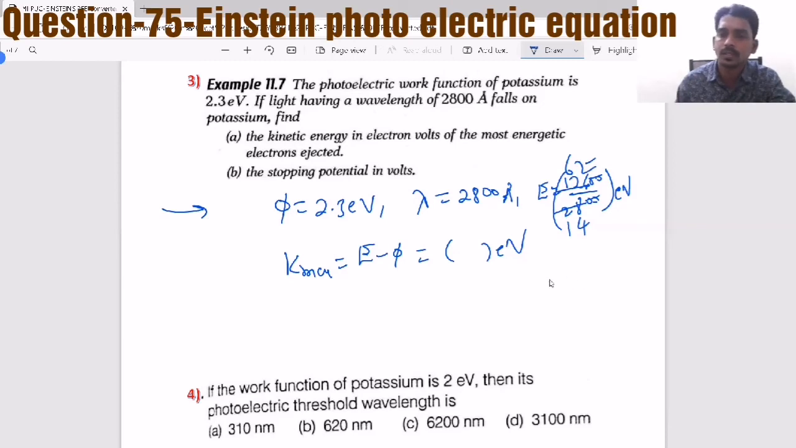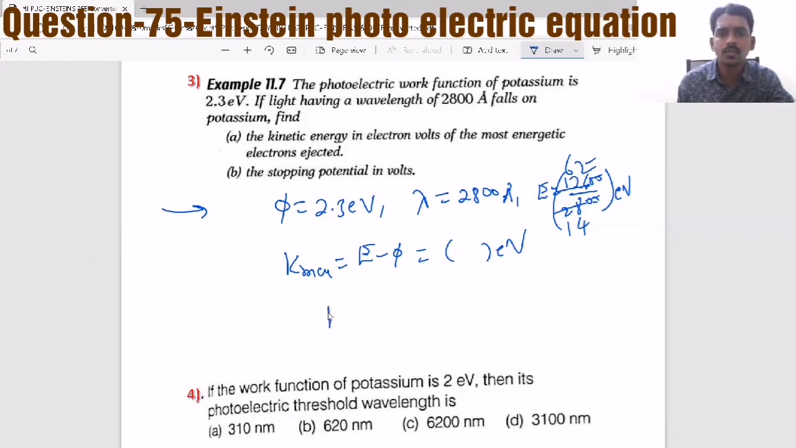Now 62 by 14. So 14 5s are 70, so it is slightly less than that. So it is in between 3 and 4. So 4.5 something will come. Approximately, because here I am taking descriptive type questions, but in the examination you will get options. So you check with the options. If the options are not very close, then you have to take approximation. Then only you can save your time.